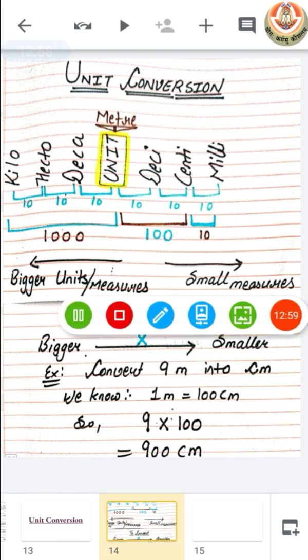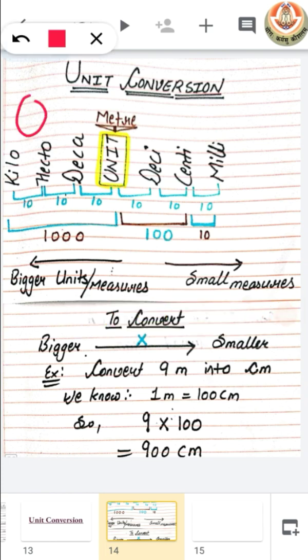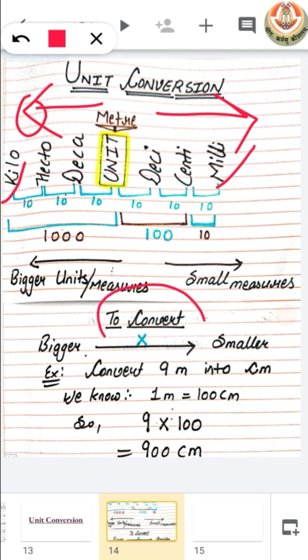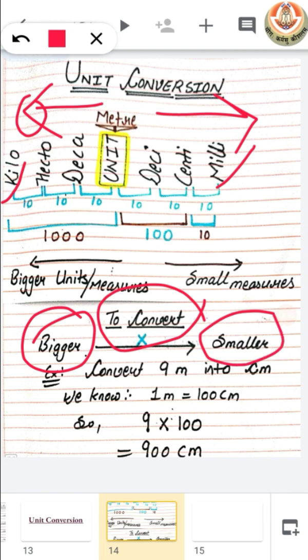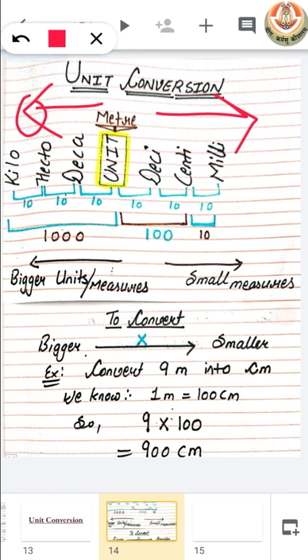Now we have bigger units on this side, on the left-hand side of the table, and smaller on this side. Milli is the smallest unit and kilo is the biggest unit in this table. Now what do we do when we have to convert a bigger unit into a smaller unit? When we have to convert a bigger unit into a smaller unit, we will use multiplication. And let's see an example.